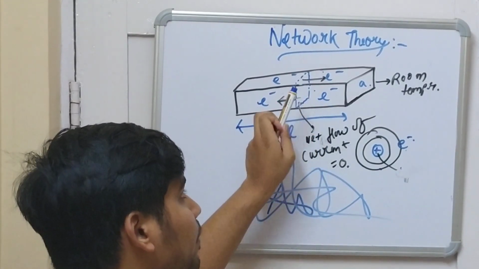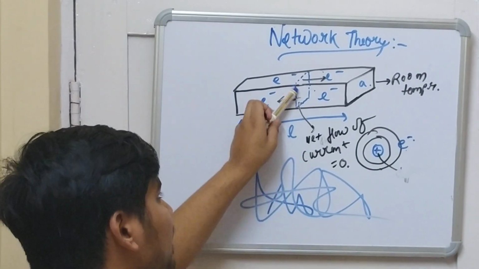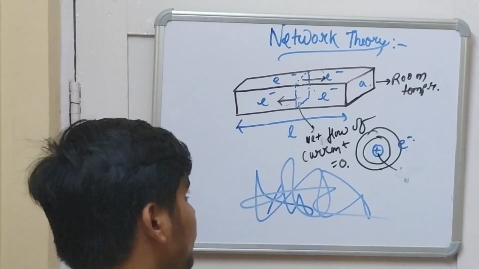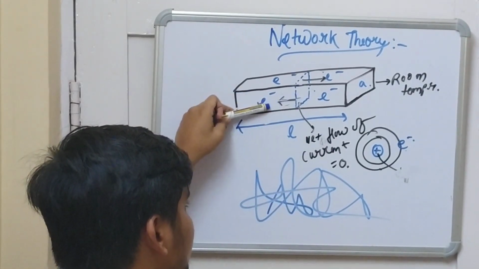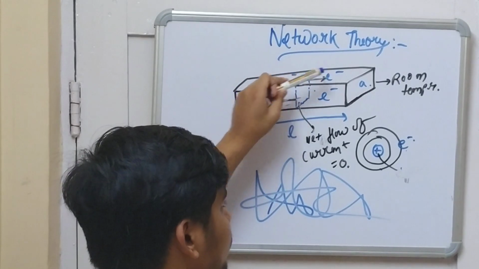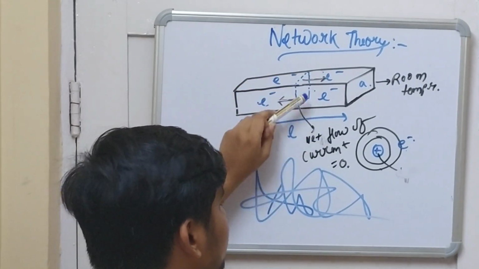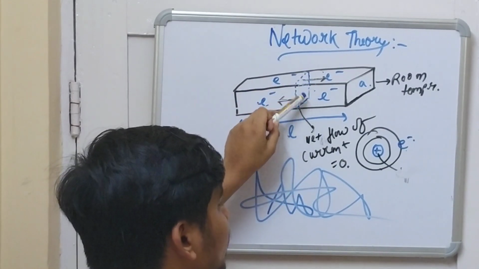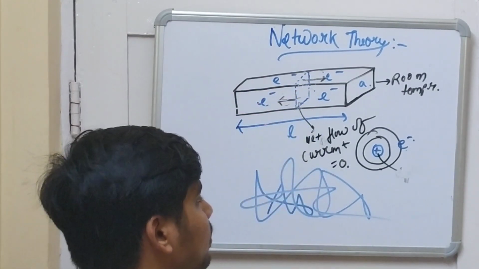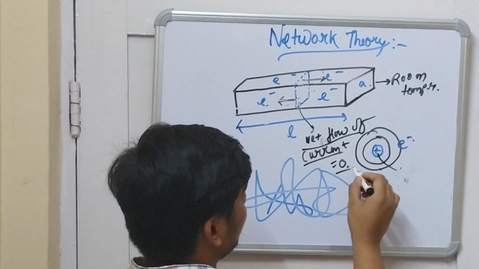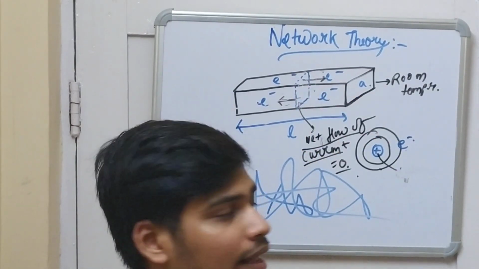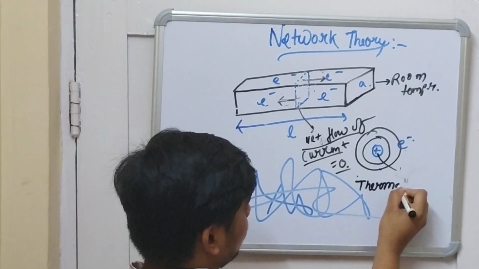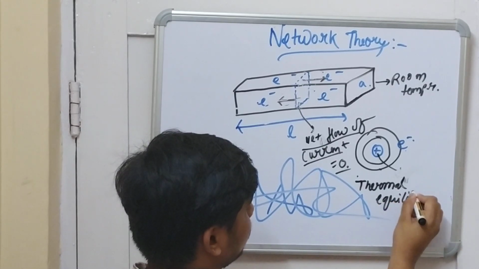The condition that we achieved is known as the thermal equilibrium. The flow of charges in this direction and the flow of charges in the opposite direction will become equal, and due to that the net flow of charge through this imaginary surface will become equal to 0. Due to that the net flow of current is equal to 0 through this imaginary surface, and this is known as the thermal equilibrium.